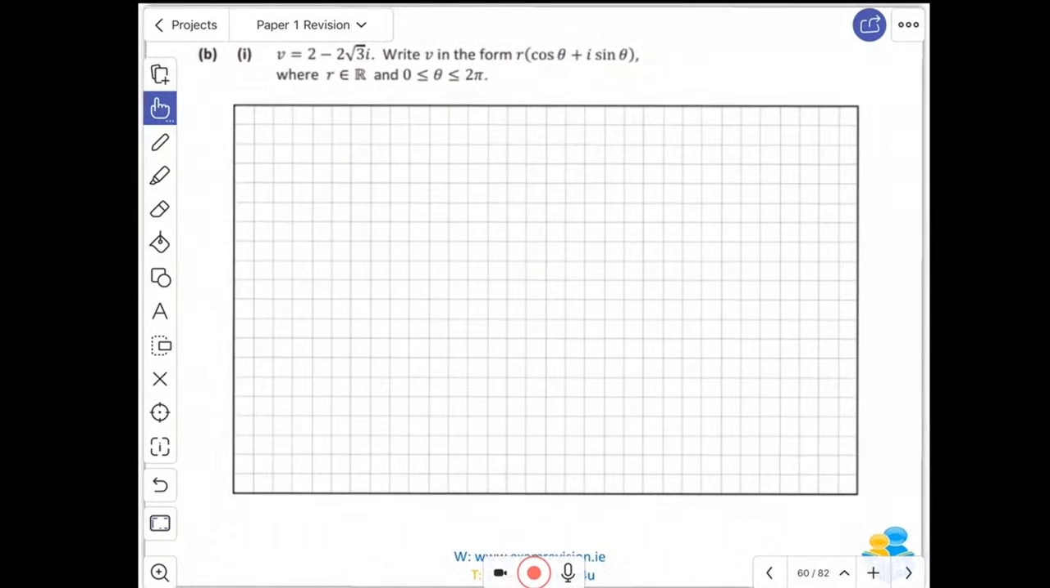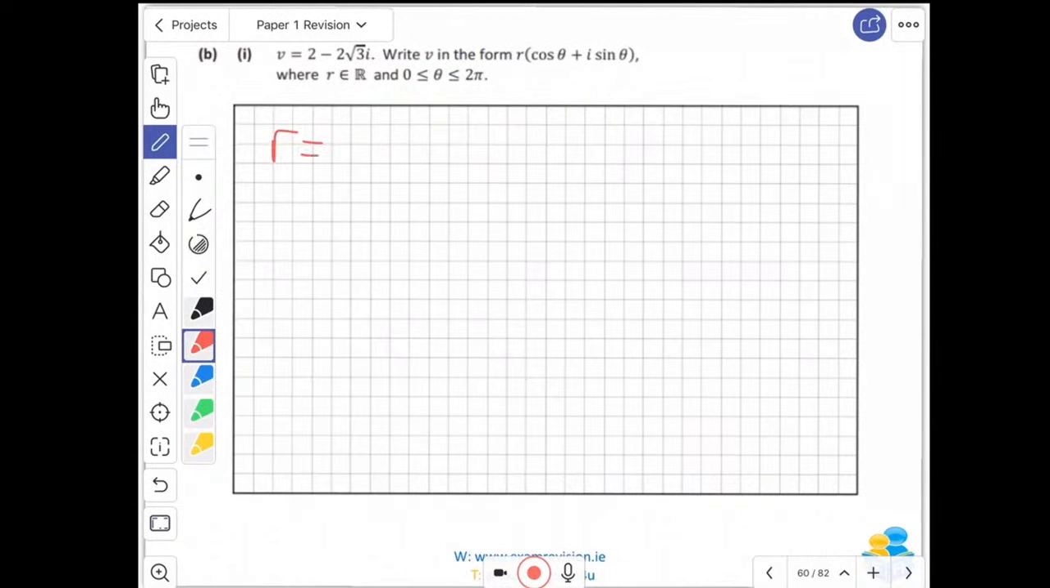So we have v equals 2 minus 2 root 3i, and we're being asked to write it in that form. And then we're being asked in the next part to go on and work out the roots of that. Okay, so I'm going to just skip the first part because that's just writing it in your polar form, which we've gone through already. So you go and work out your r, which is the square root of 2 squared plus minus 2 root 3 squared. And that's going to give you an answer of 4.